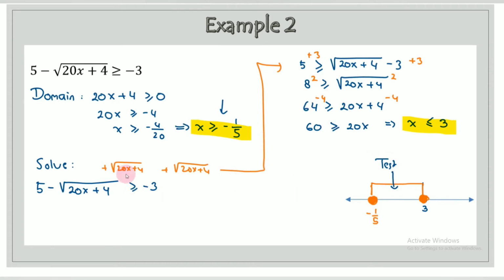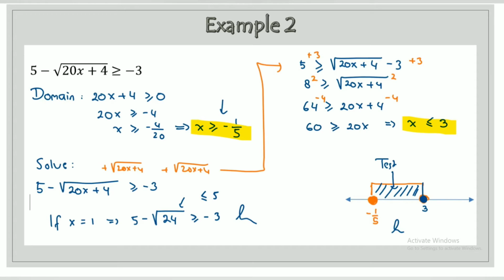So the last step is to test whether this area is true. Let's pick any number from this area. For example, I will pick x equals 1. So I put 1 into the inequality. I have 5 minus square root of 24. Is it greater than or equal to negative 3? Because the square root of 24 is less than 5, of course it is greater than or equal to negative 3. So this is true, and it's checked.